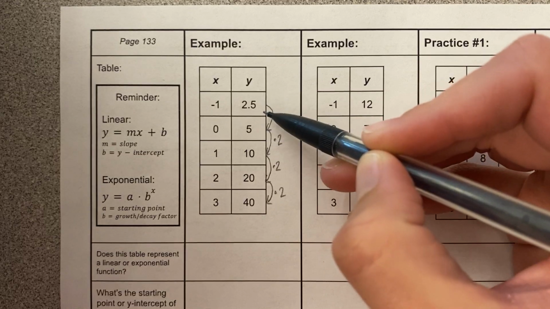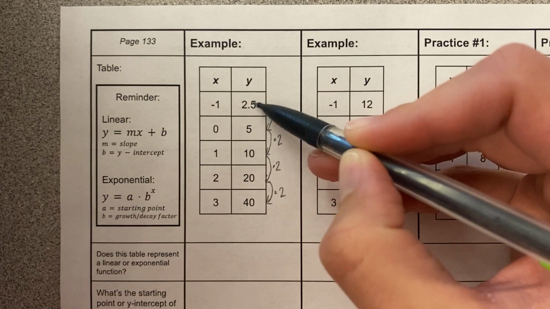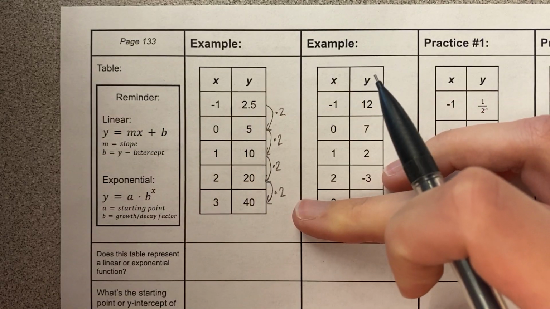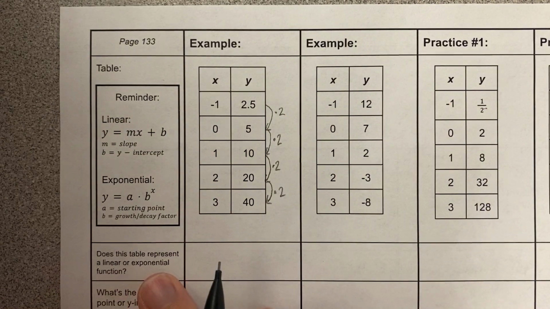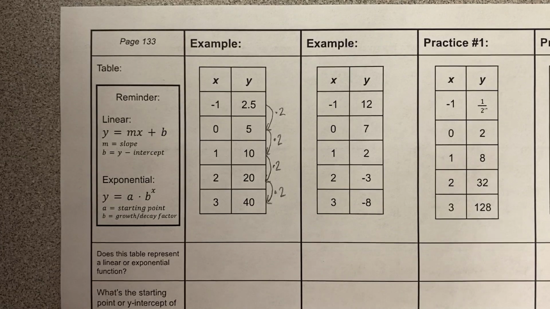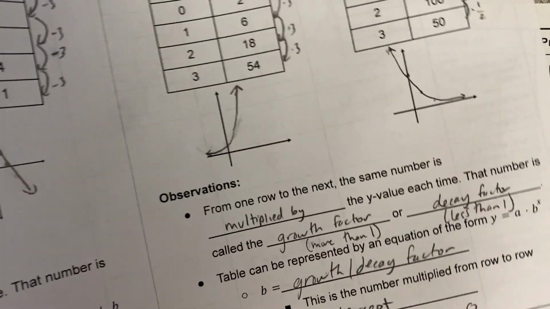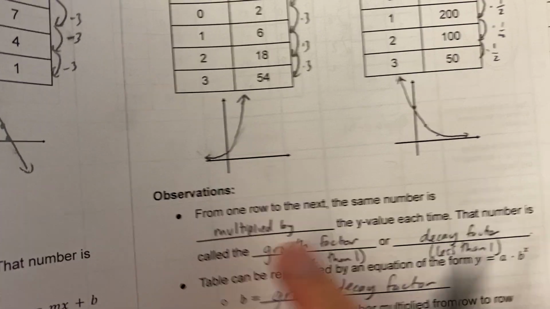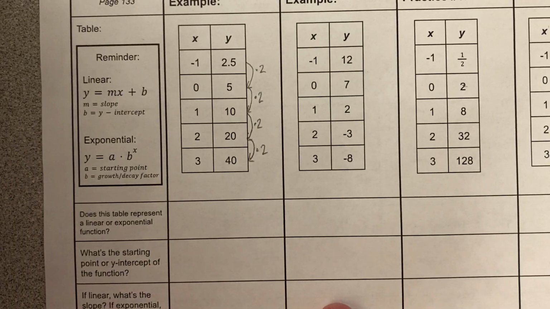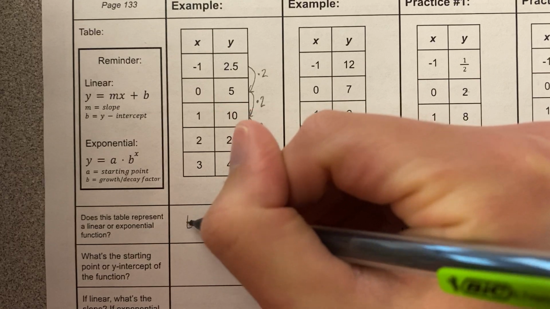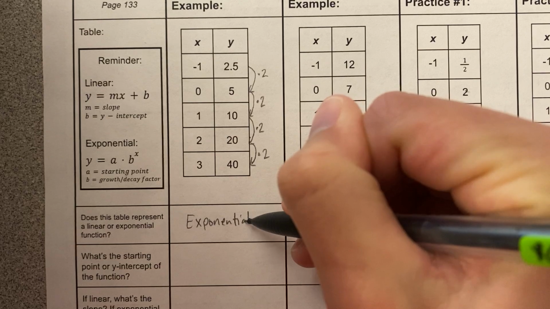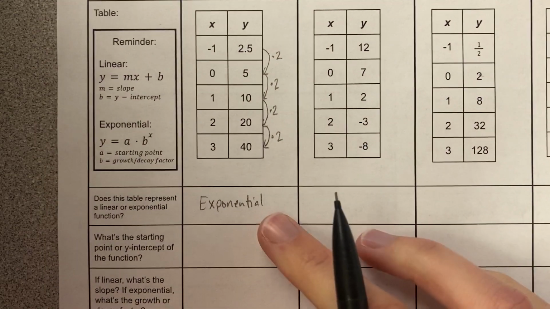And let me just double check this. Is 2.5 times 2 5? Yeah. All right, so the pattern here is multiplying by 2. So does this table represent a linear or exponential function? Well, in an exponential function, that's where I have something multiplying from one row to the next. So this table is exponential, right? That's what it is when it's multiplying. If it's adding from row to row, then it's linear.